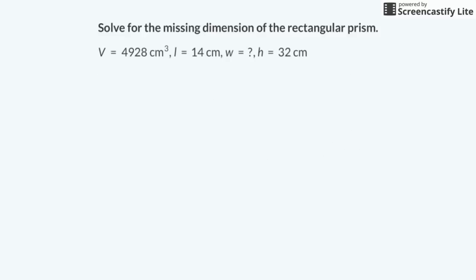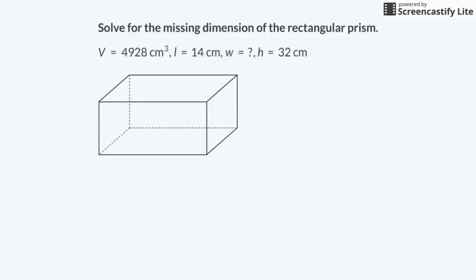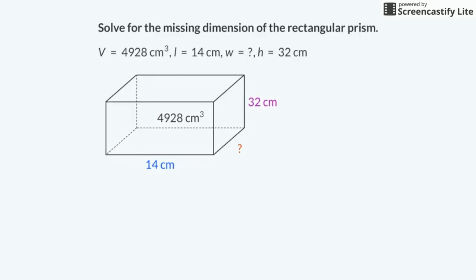Let's try another one. Solve for the missing dimension of the rectangular prism. Again, I have a rectangular prism, but this time I am missing the dimension of the width. I'm going to start by sketching a rectangular prism and labeling the dimensions that I know. The volume is 4,928 centimeters cubed. The length is 14 centimeters. The width is unknown, and the height is 32 centimeters.